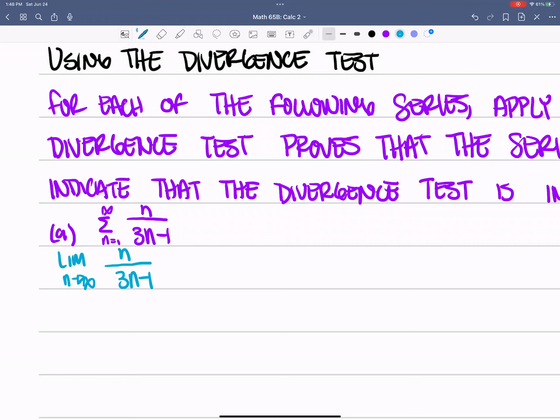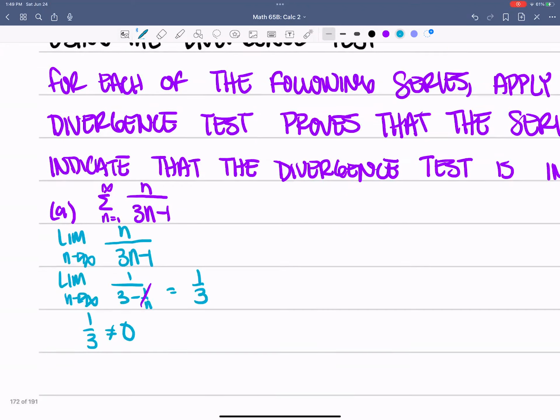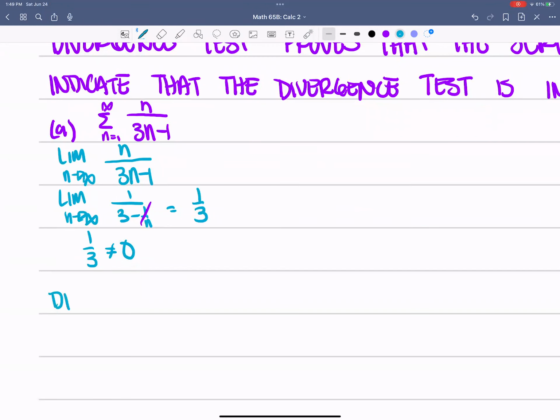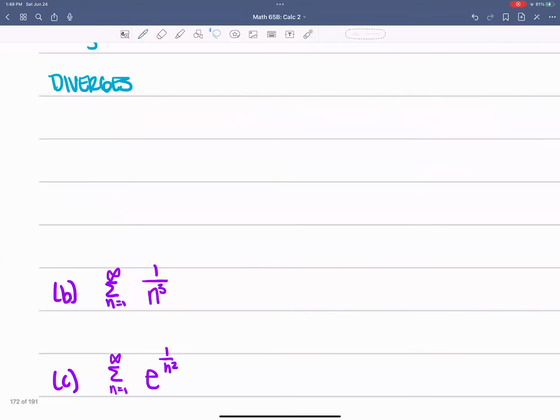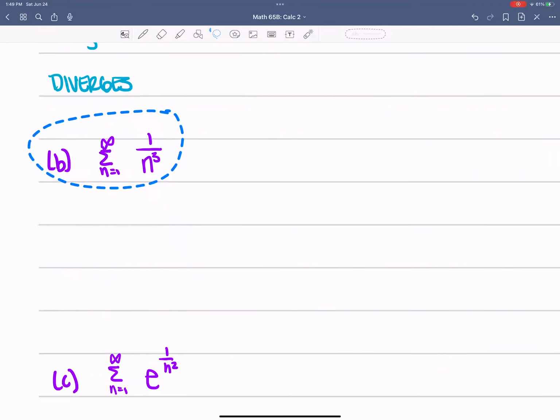And we could divide both top and bottom by n. So we have 1 over 3 minus 1 over n, which this part goes to 0. So our solution ends up just being 1 over 3. And because 1 over 3 is not equal to 0, then we would say that this series diverges. So that's part A. Let's take a look at part B.